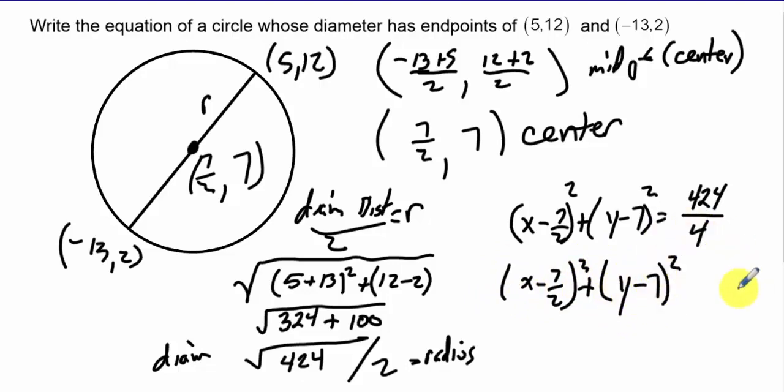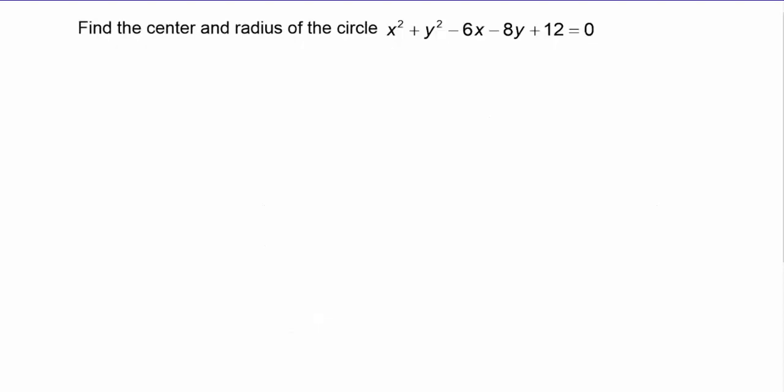7 squared is 106. So we're good. Next, we want to find the center and radius of this circle. Well, this looks nothing like the equation that I just wrote.